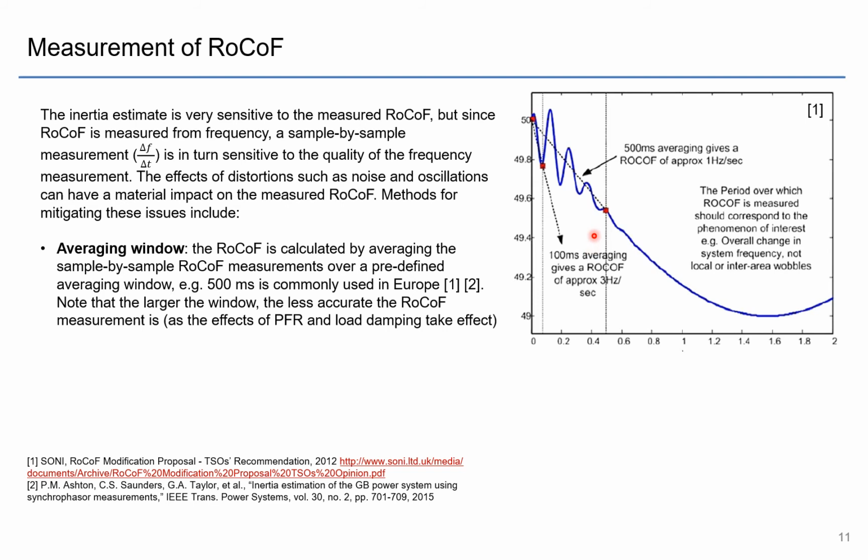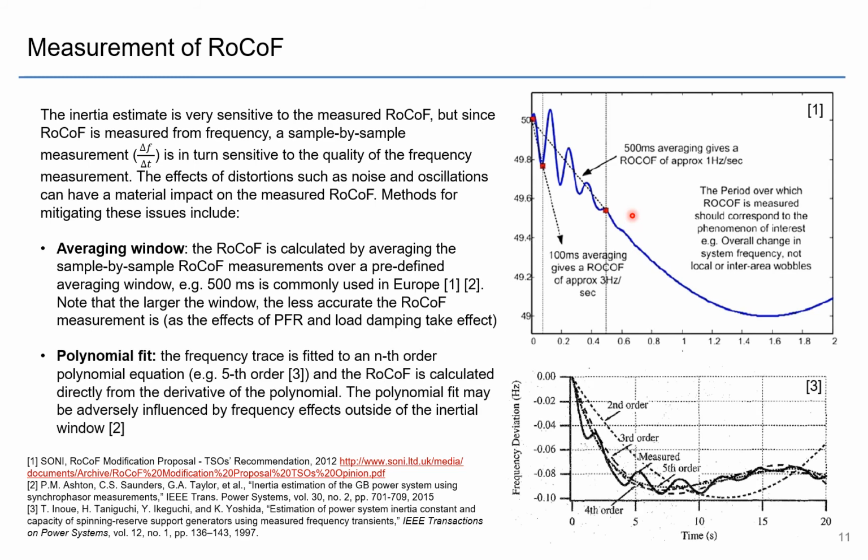Here is a diagram showing that if you took this point and this point, which was 100 milliseconds, you just get a huge RoCoF because of these oscillations that are occurring, possibly due to a fault. But one thing to note is that the larger the window, the less accurate this RoCoF measurement is, because of the effects of primary frequency response and load damping effects, as we mentioned earlier.